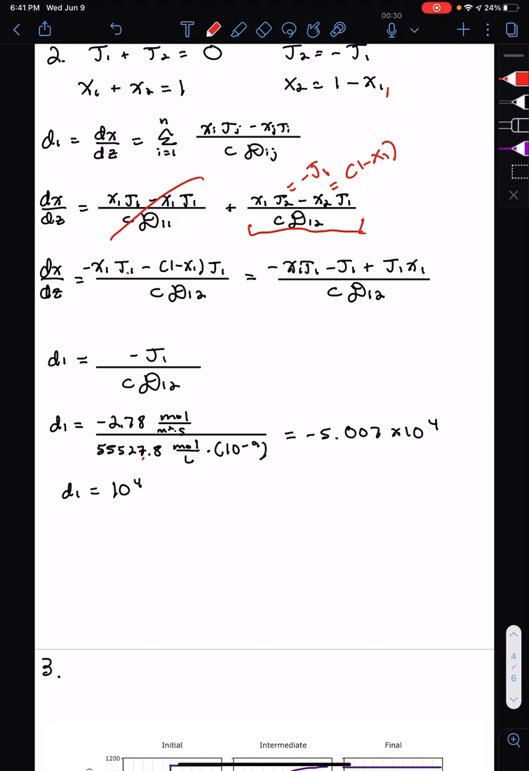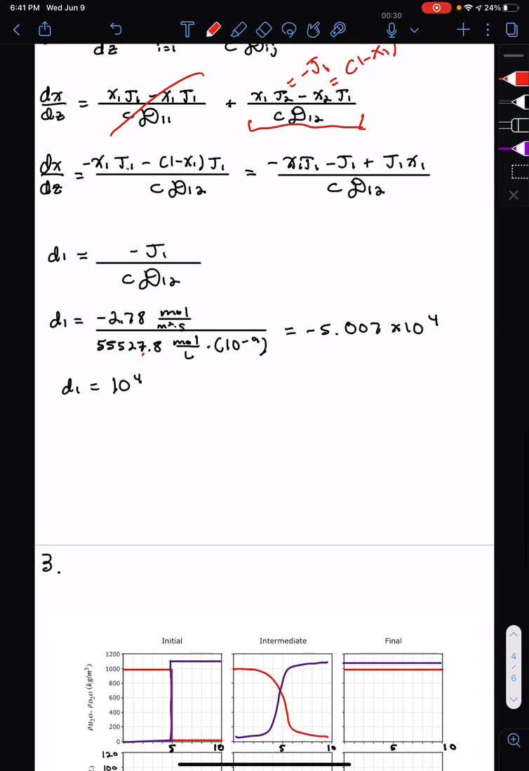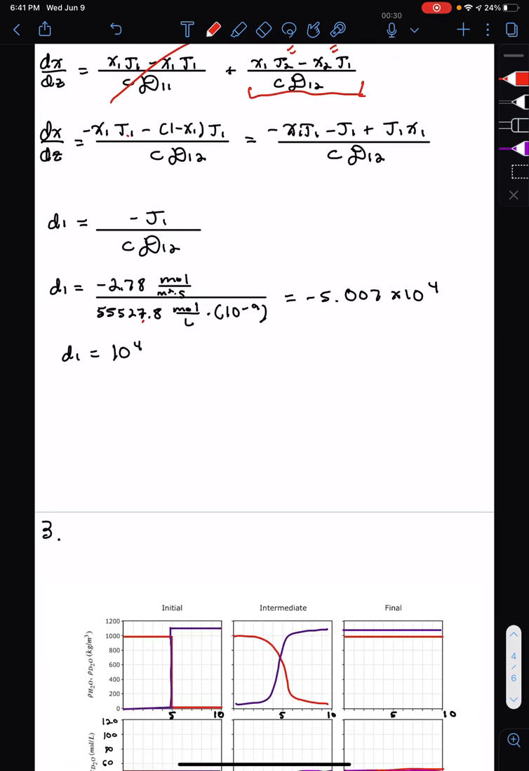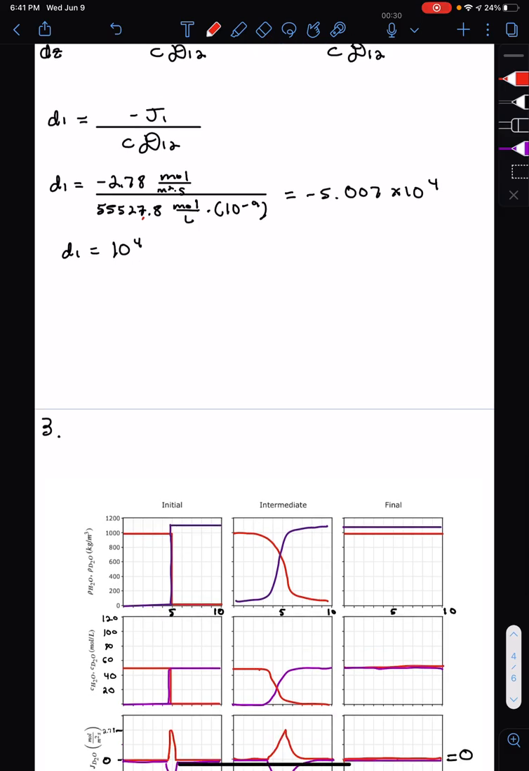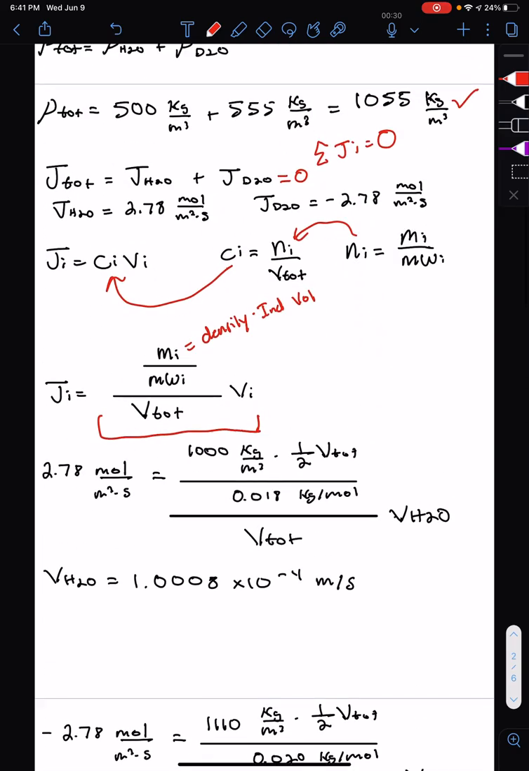So how do we know that it's 10 to the minus ninth? Well, this is an experimental number. There have been many experiments. They found it. And this is for liquids especially. For solids, it's a different number. For gases, it's a different number. But for liquids, it's 10 to the minus ninth. And then we finally get negative 5.007 times 10 to the fourth. And we find that the driving force is 10 to the fourth.